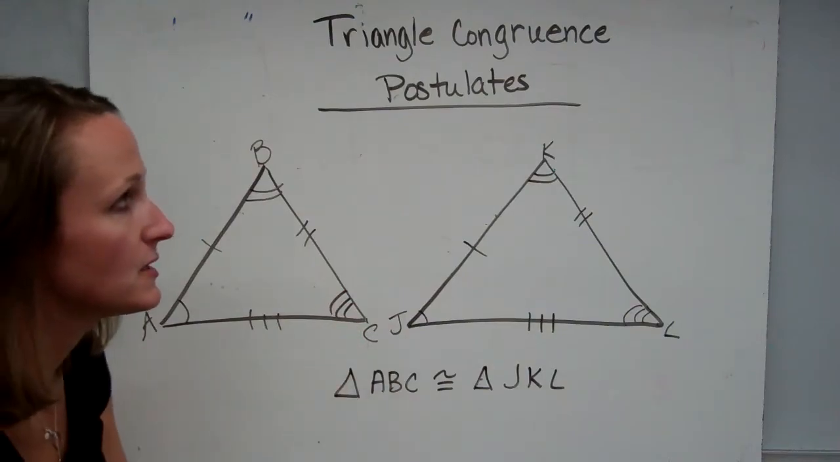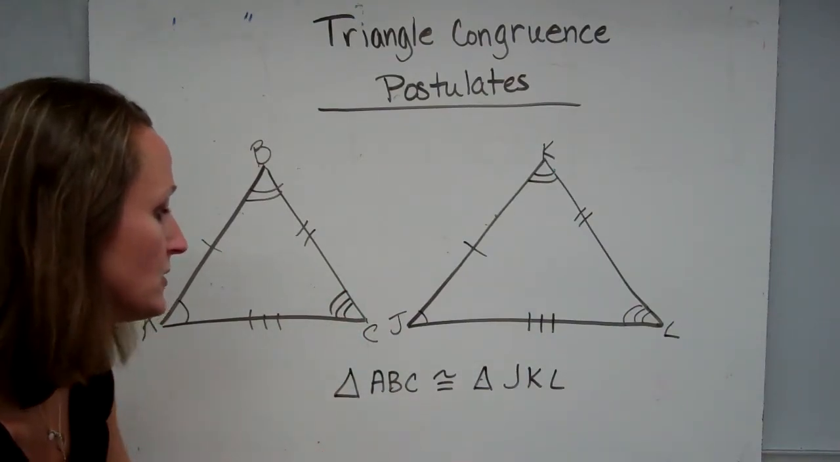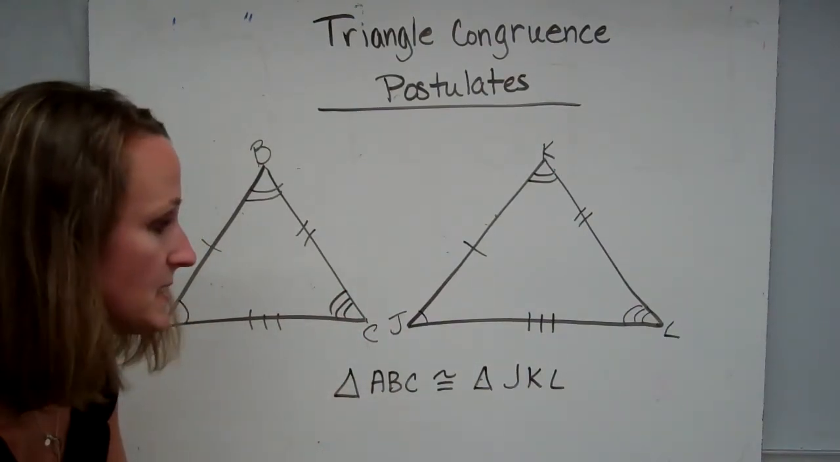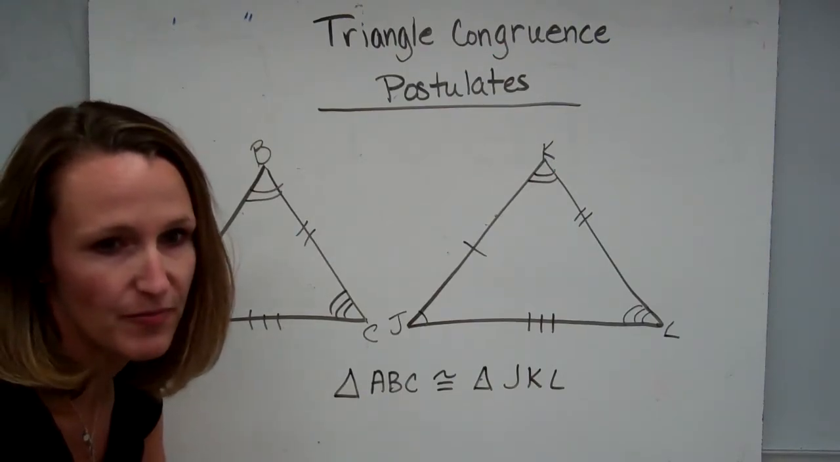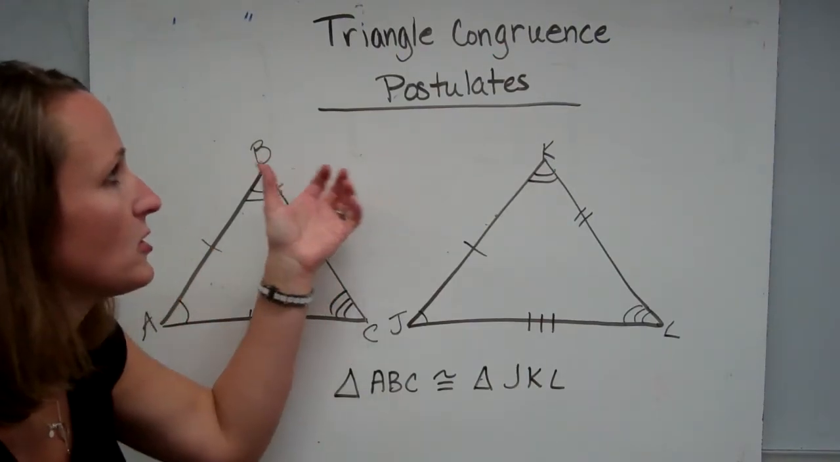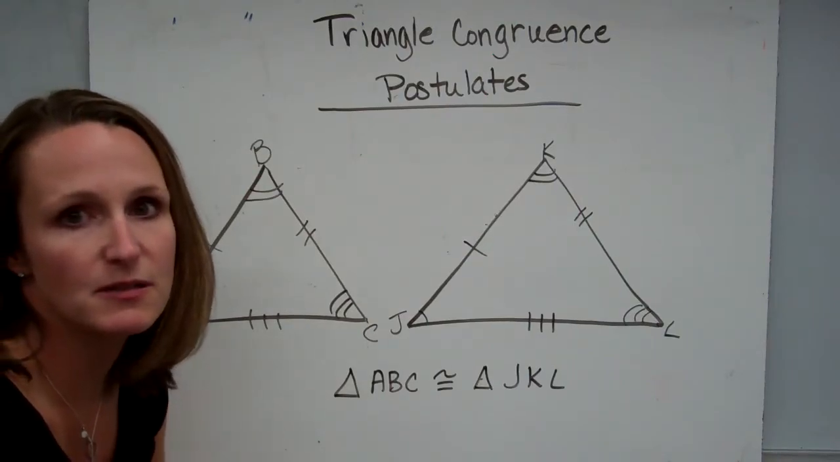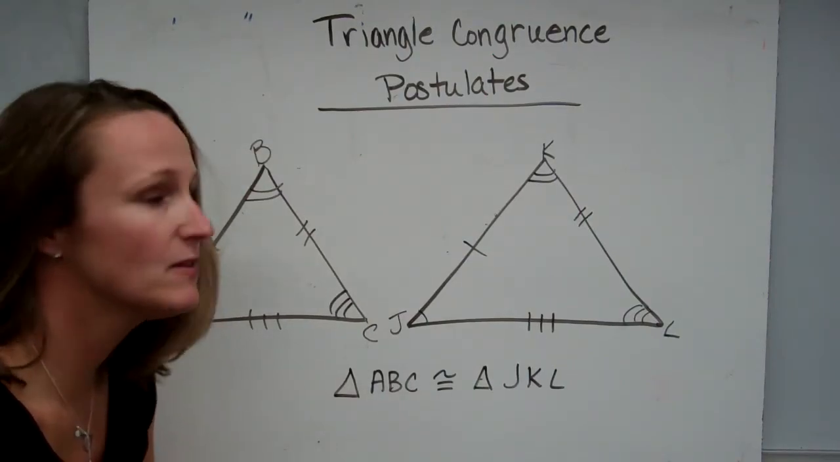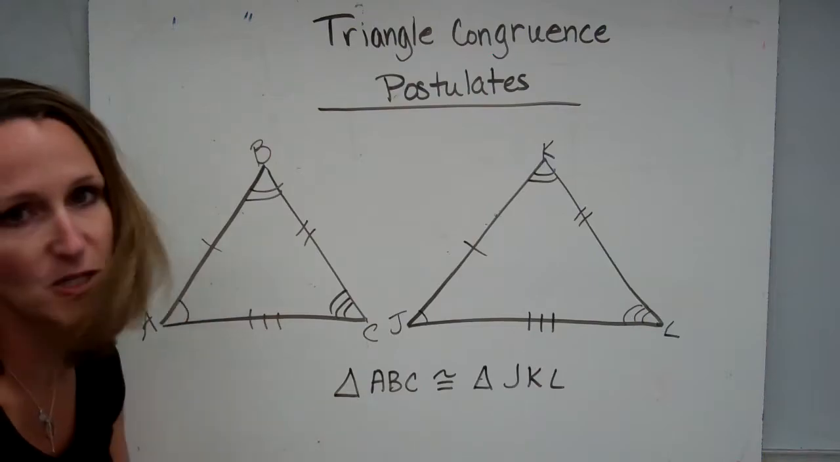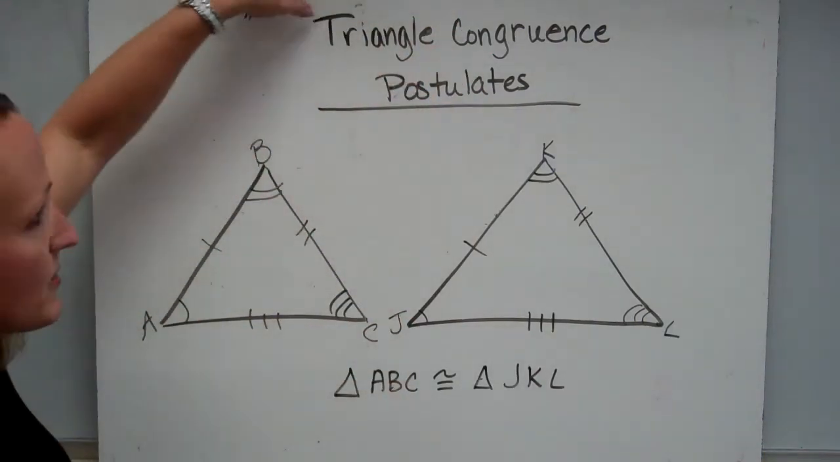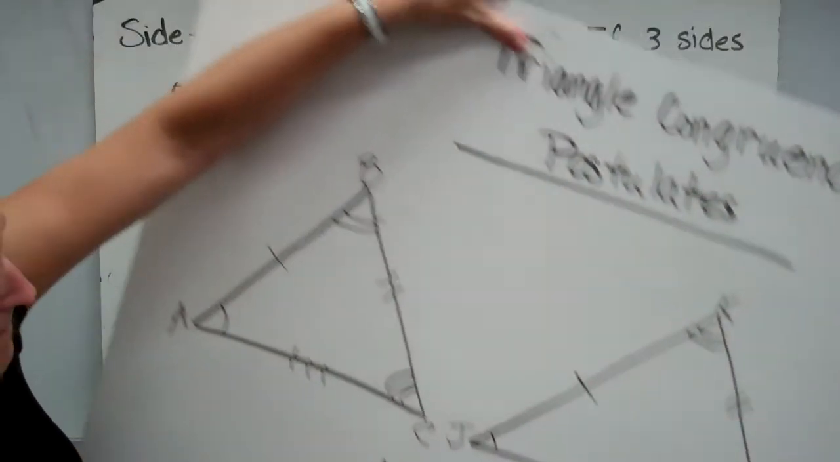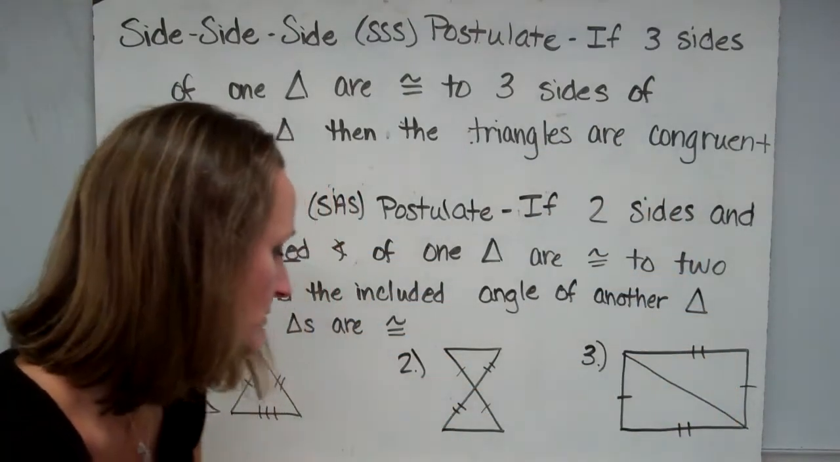So we know that these are congruent triangles, and we can write a congruency statement, such as triangle ABC is congruent to triangle JKL. Now, what we also have learned from these postulates that we're about to see is that even if you don't have every bit of information, you can still prove two triangles to be congruent. So there are four postulates we're going to talk about.